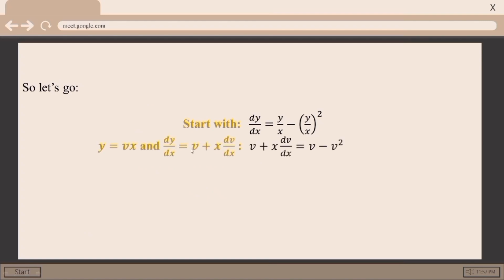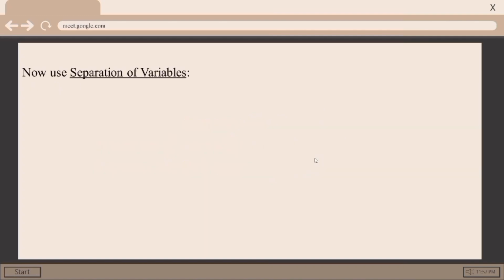Then we have v equals y over x, so y equals vx, and dy over dx equals v plus x dv over dx. So v plus x dv over dx is equal to v minus v squared. Subtract v from both sides, and we get x dv over dx equals negative v squared. Now we will use separation of variables.